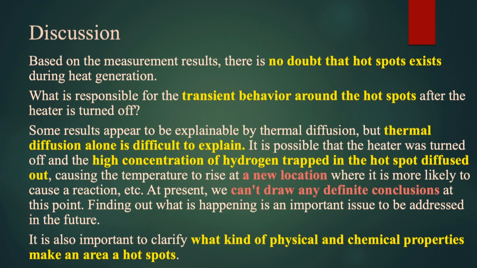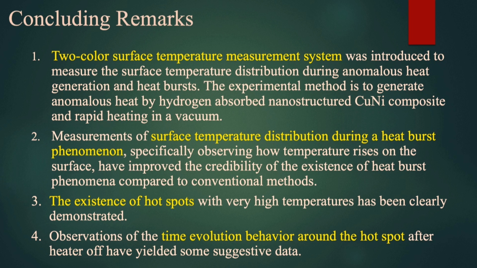And more important, it is also important to clarify what kind of physical and chemical properties make an area a hotspot. Why is a hotspot generated? Okay, I would like to conclude. A two-color surface temperature measurement system was introduced to measure the surface temperature distribution during anomalous heat generation and heat bursts.